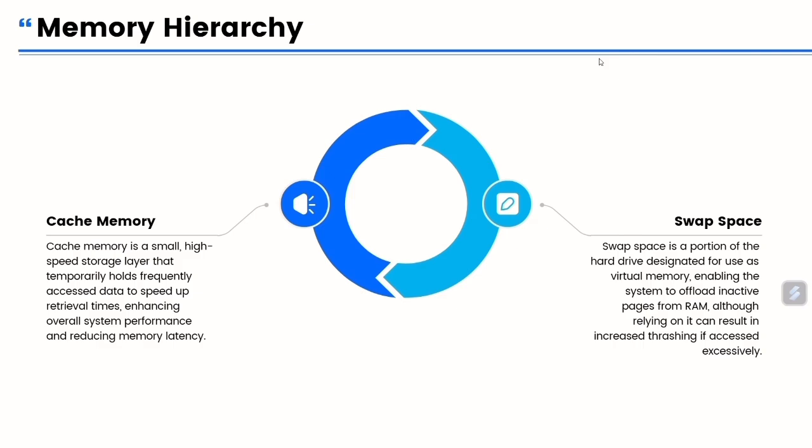Swap space. Swap space is a portion of the hard drive designed to be used as virtual memory, enabling the system to offload inactive pages from RAM, although relying on it can result in increased thrashing if accessed excessively.